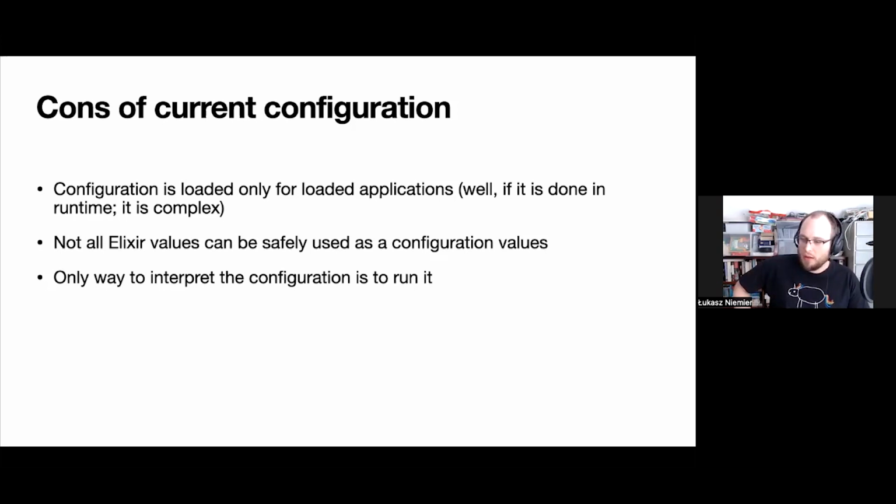Also, not all values can be used as configuration values. For example, you cannot use a function. You cannot use a lambda or anonymous function as a configuration value. You cannot use an imported function if you are not using the remote capture. If you do remote capture, it can be stored, but not if it is a local call. And the only way to interpret the configuration to understand what is going on and what the values will be is you need to run it. So you need to trust this code to check what this code does.